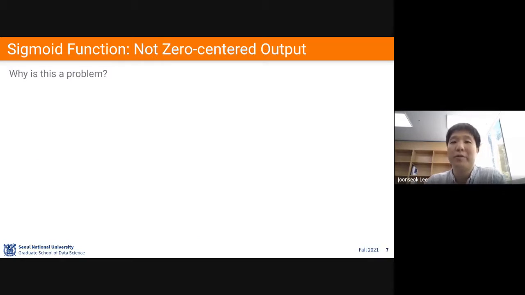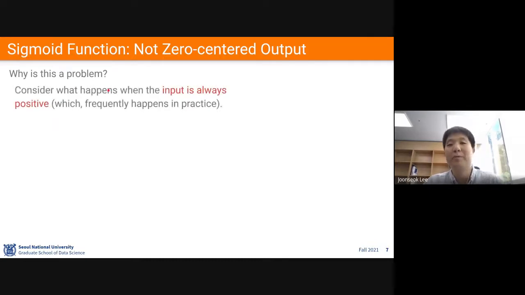And the second problem is that the sigmoid function outputs only positive numbers. So why is that a problem? Consider what happens when the input is always positive, which actually happens a lot in practice. Suppose in our example we are doing computer vision, and what is the input of the computer vision model? It's an image, right? And remember, what was the image? It was a sequence of a bunch of numbers, which are integers between 0 and 255, the pixel intensity. So all positive. So computer vision is a good example of this case.